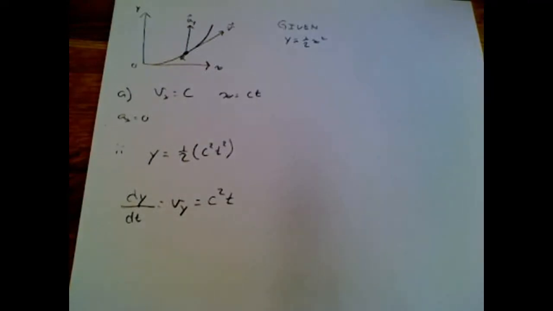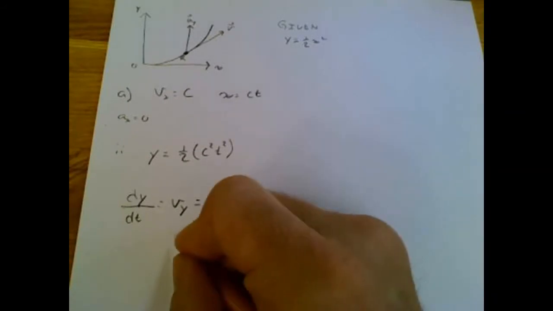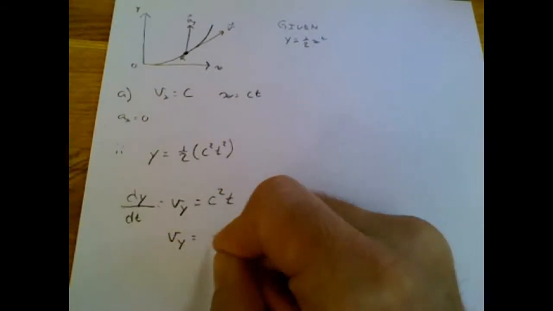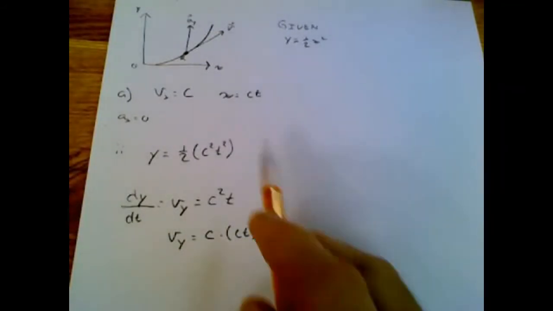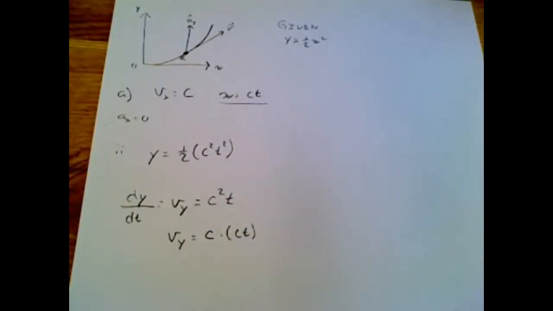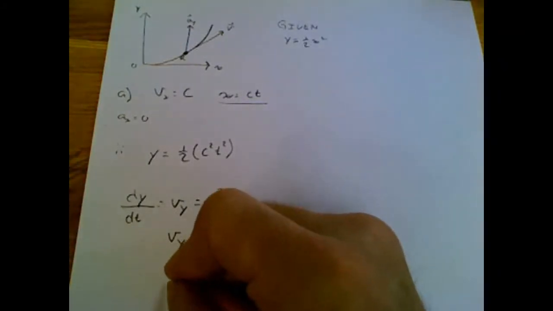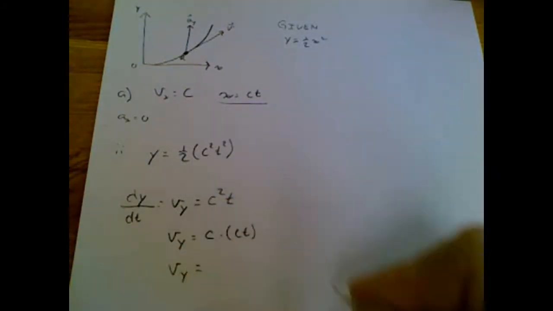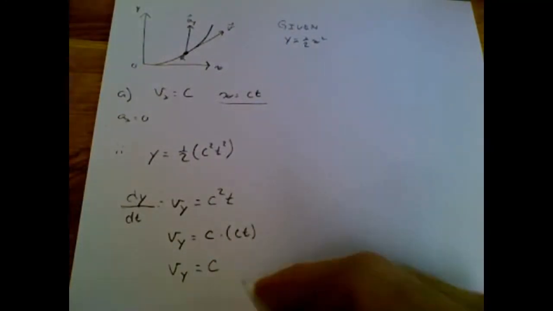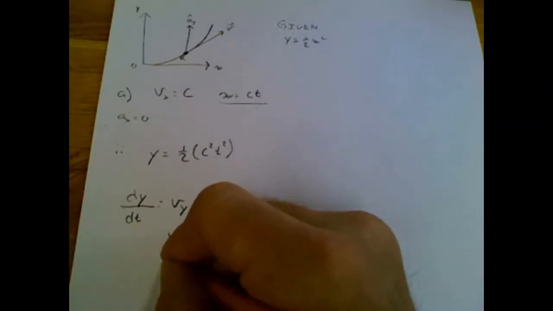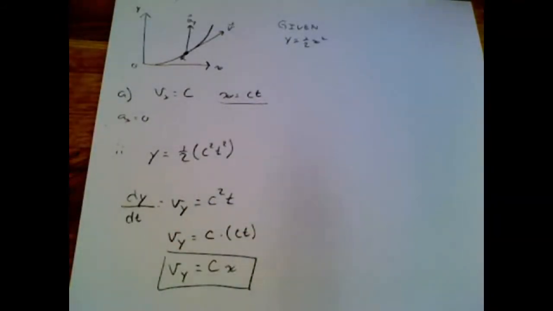Now, I'm not done because they wanted this in terms of x. They wanted my y velocity in terms of x. So I'm going to expand this out. Now you may see where I'm going. I can say that the velocity in the y direction is c times ct, where given information at the beginning, x is equal to ct, which means my velocity in the y direction is given by some constant c times x. That is Roman numeral 2.